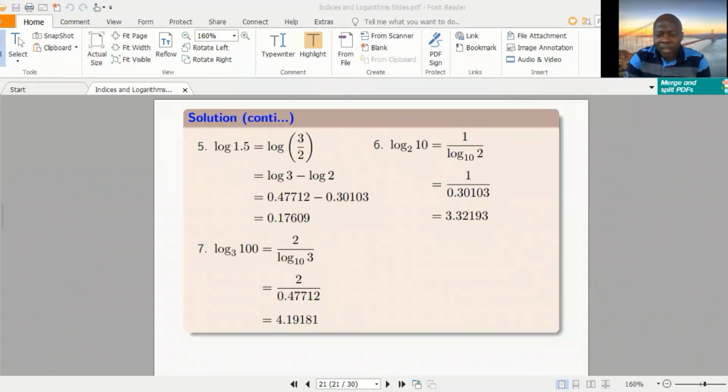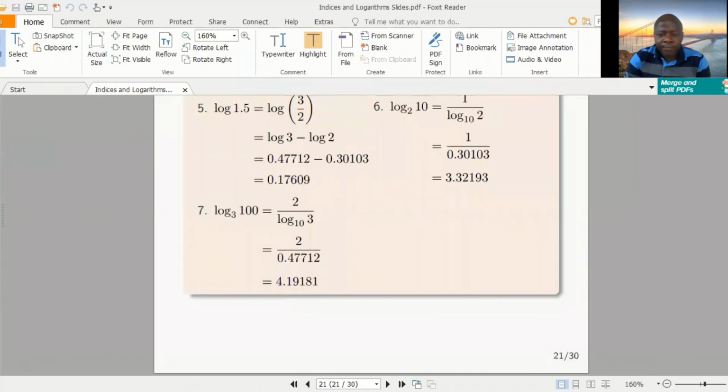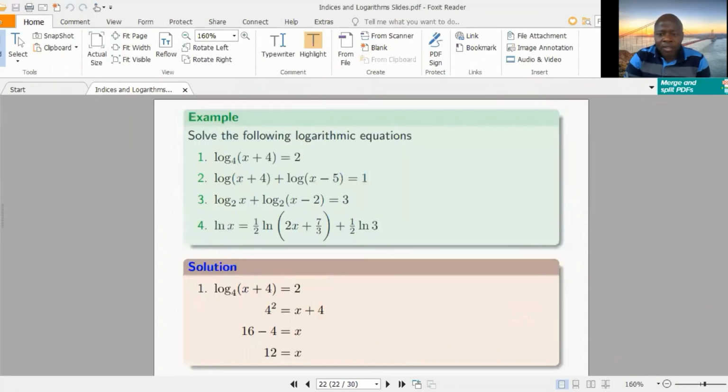Okay, let's look at another interesting concept. These examples, again we are solving. We had looked at how to solve earlier, but I thought that this would require another way, or I just want to introduce another way of reasoning. And just try a few. The first one is very easy to us. Just write it in index form.